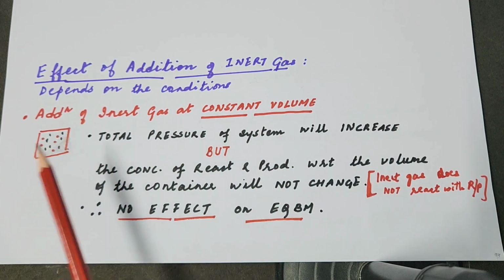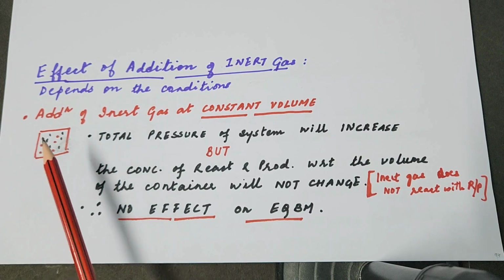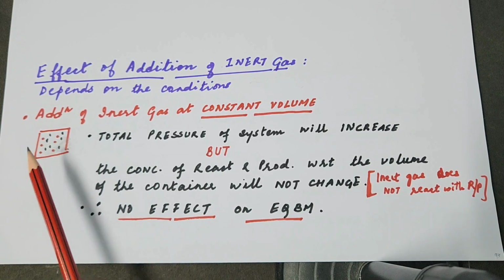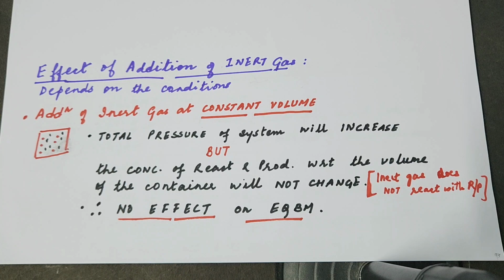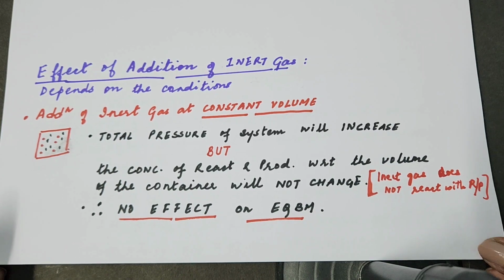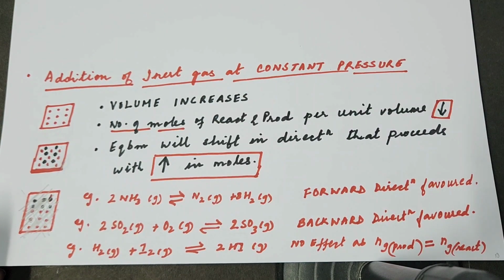But since the inert gas is not going to react either with the reactants or the products which are at equilibrium, their equilibrium is not disturbed, and therefore there is no effect of adding an inert gas at constant volume, because the number of particles of reactants and products at that constant volume have remained unchanged or undisturbed.